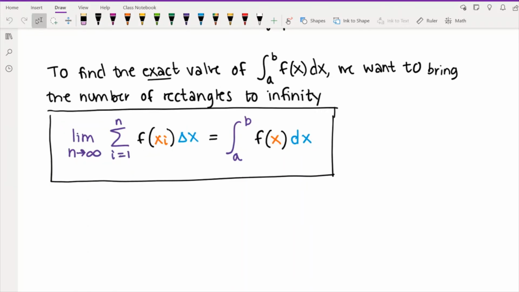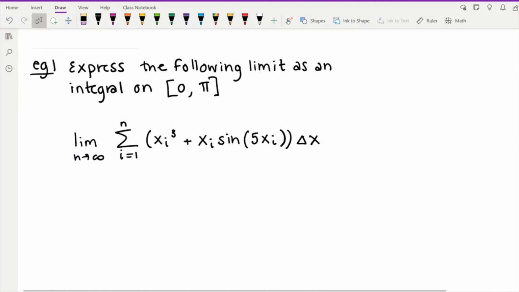So the last thing we're going to do in this video is a few examples where we're going to practice going from the limit definition to the integral form. So we're going to look at a few specific examples of limits and figure out how to rewrite them as an integral. For example, this first one, we're going to express the following limit as an integral on the interval from 0 to pi. And so it's the limit as n approaches infinity of the sum from 1 to n of xi cubed plus xi times sine of 5xi delta x. So that's a lot, right?